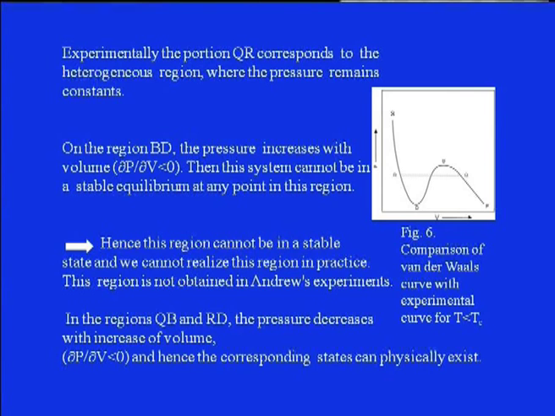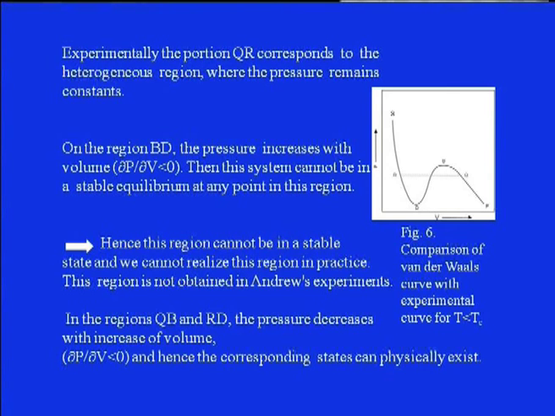So, the general agreement between theory and experiment is remarkable. However, quantitative agreement is not expected from such a simple theory. The van der Waals equation is the first step to explain the deviation from the ideal behavior. Anyway, in this context, I should give a simple explanation of QB and RD. This can be understood in a much more rigorous theory of phase transition, which is known as the bubble nucleation theory.